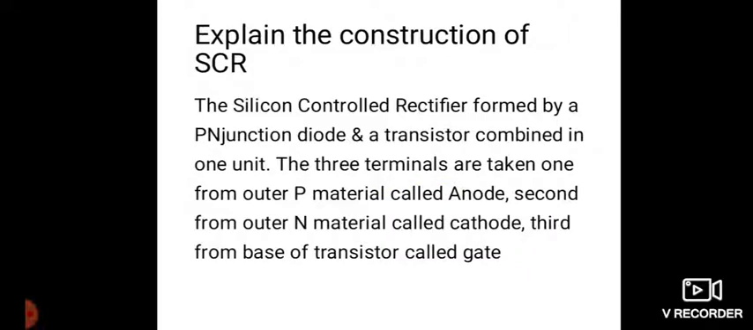Now, the first question: explain the construction of SCR. SCR stands for silicon controlled rectifier. The silicon controlled rectifier is formed by a p-n junction diode and a transistor combined in one unit to form the SCR. Three terminals are taken: one from the outer p material called anode, the second from the outer n material called cathode, and the third from the base of the transistor called gate.